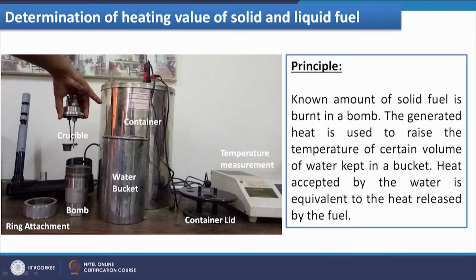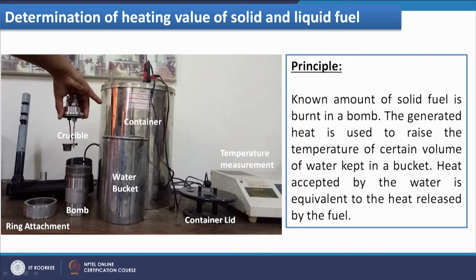After that this is put into the bomb, and after putting it here the lid is tightened. From this we have a one-way valve connection where we can send oxygen and pressurize it. After that we put it inside the water bucket, in which we put around 2 liters of water, and then this is put inside the calorimeter, where there is a firing arrangement. When the material is there, there is a filament. These two ends are for electrical connection, so electricity will be provided.